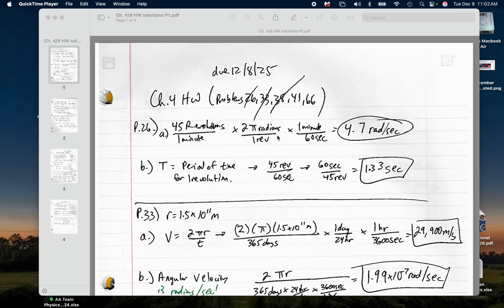The solutions to the chapter 4 and 8 homework on circular motion.